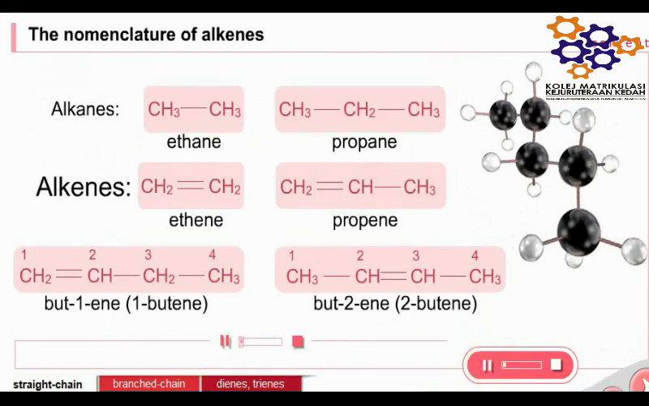The names of alkenes are derived from the names of the corresponding alkanes by changing their -ane suffix to -ene. Thus, the alkenes containing 2 and 3 carbon atoms are called ethene and propene, respectively. In the International Union of Pure and Applied Chemistry system, the longest chain containing a double bond is numbered so as to give the carbon atoms of the double bond the lowest possible numbers. Therefore, the position isomers of butene are called but-1-ene and but-2-ene, respectively.